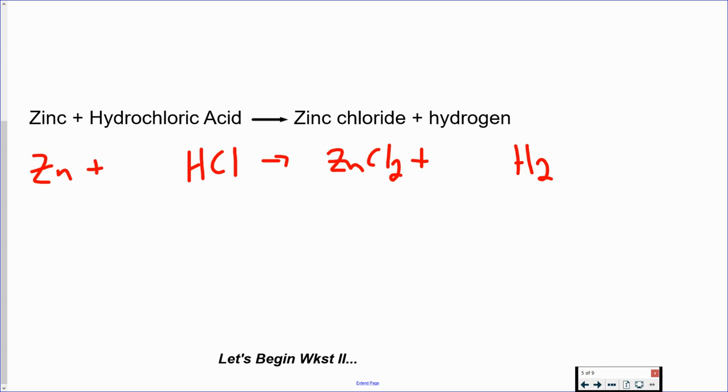Thing that sticks out to me right away is the H's and the Cl's. They happen to be in the same compound on the left-hand side. Both of them have 2 as a subscript on the right. So if I put a 2 here, I'm completely balanced.